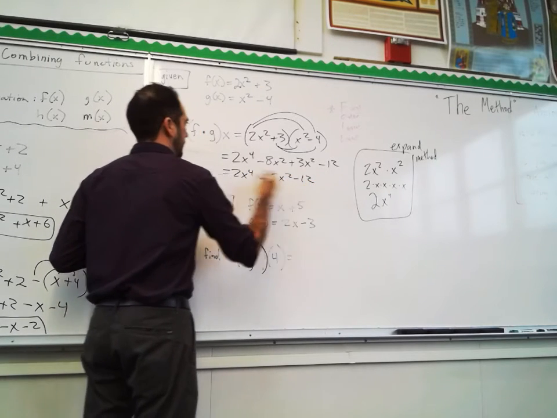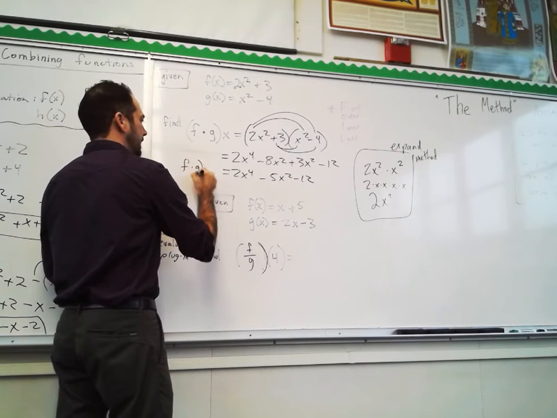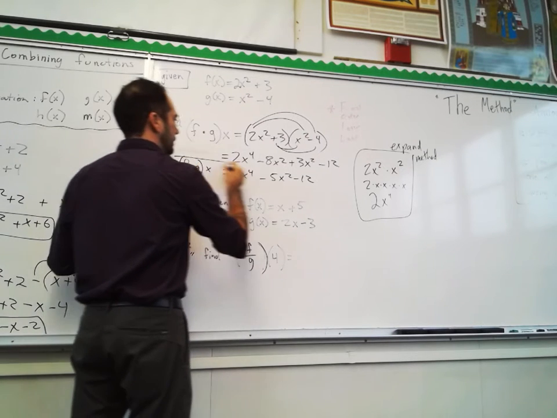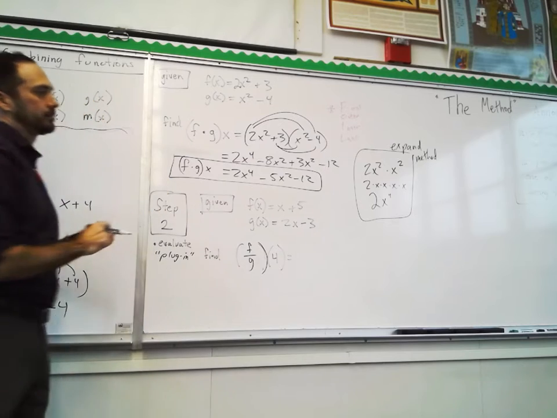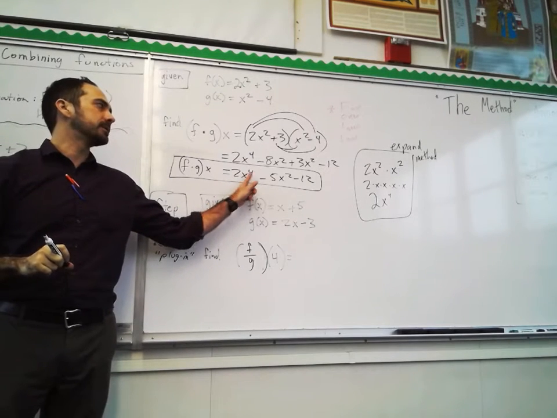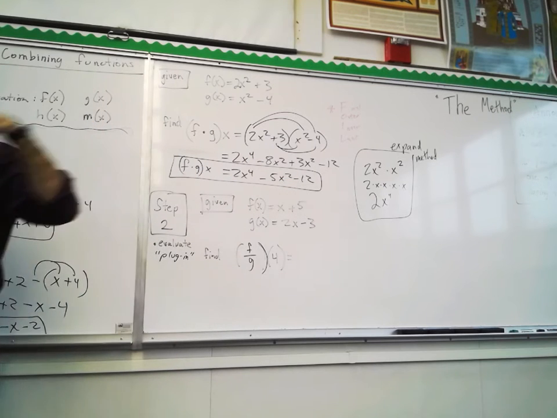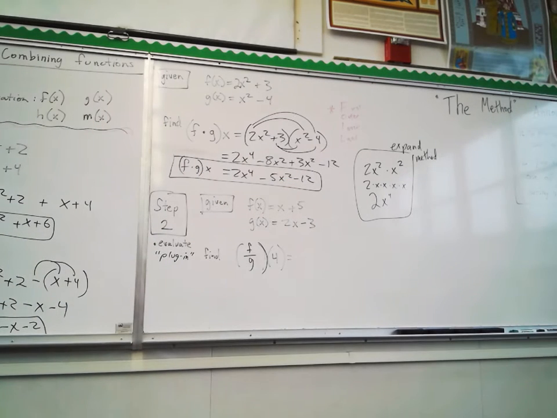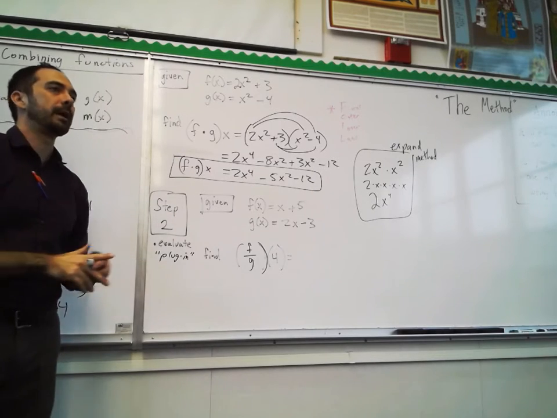And we got f of g of x is equal to this trinomial. Why did I put this 4th power first and then the 2nd power? Yeah. Because you put the higher powers. Good. Descending order, we start with the higher power. We go down all the way to the constant. Perfect.